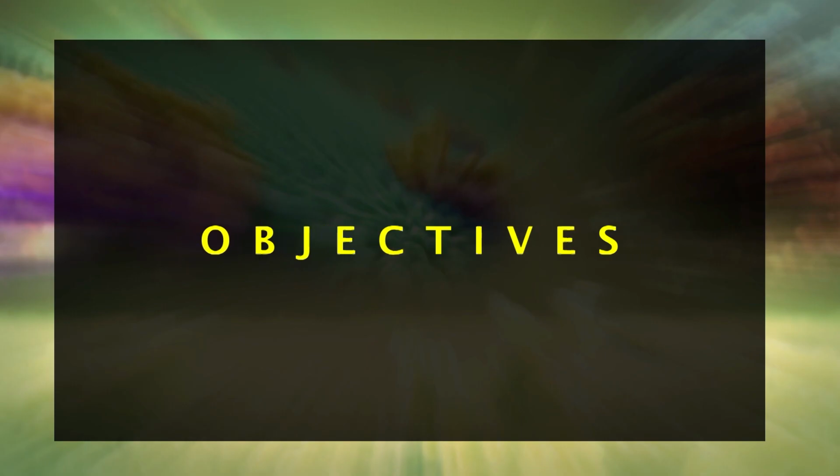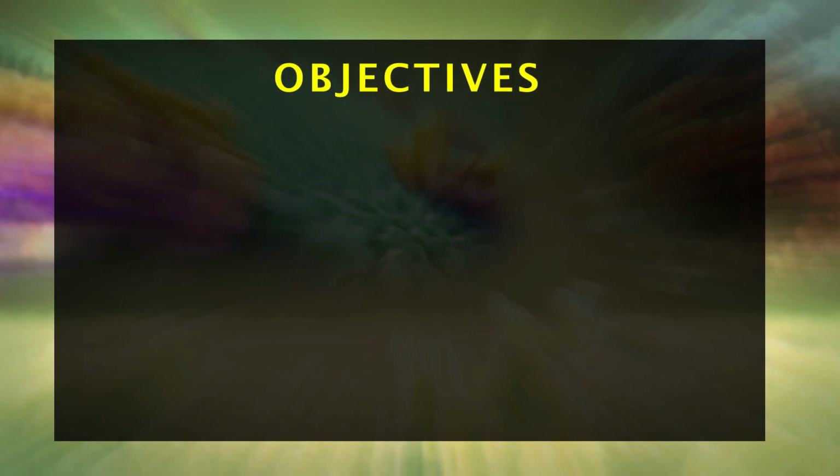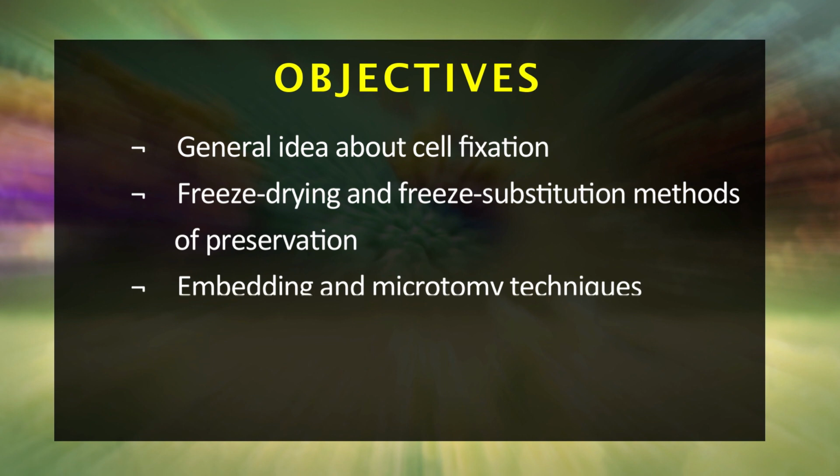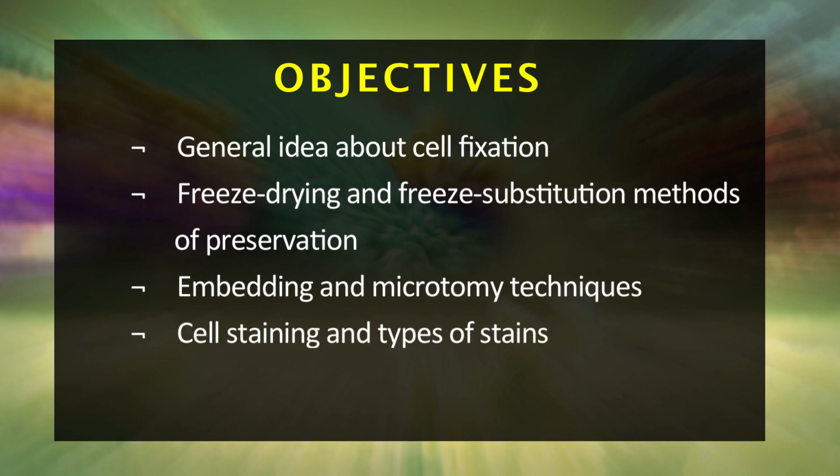Today we are going to discuss the key topic, that is cell fixation and staining. The objectives of our lecture are to have a general idea about cell fixation, to discuss freeze drying and freeze substitution methods of preservation, to get an idea about embedding and microtomy techniques, to have a brief discussion on cell staining and types of stains, and to discuss the chemical basis of staining.